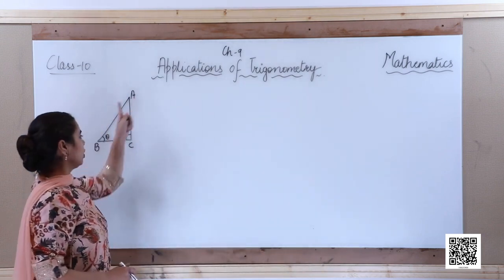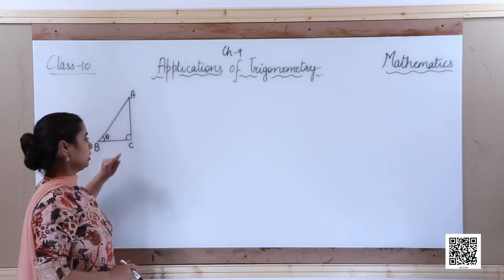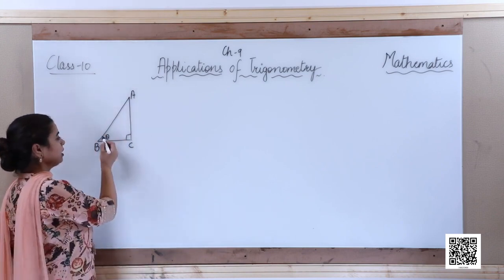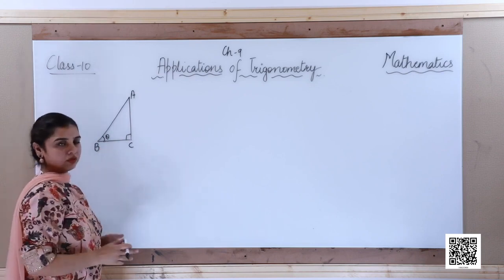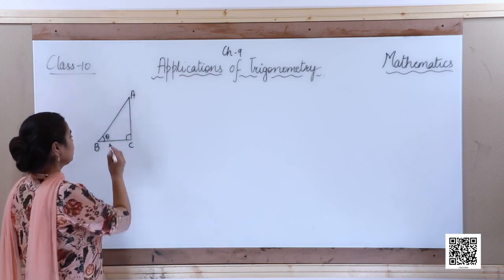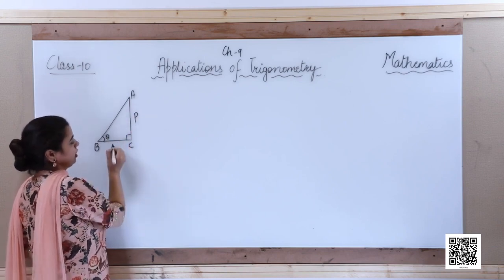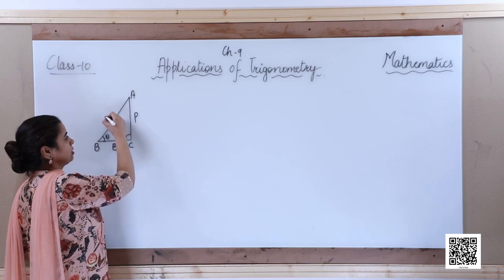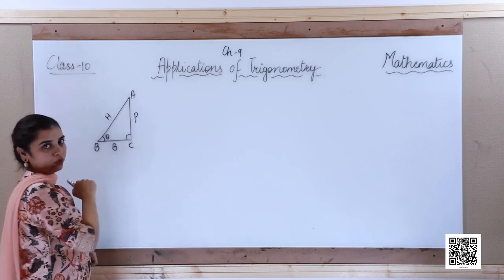Like here I have drawn a right angle triangle which is right angled at point C. And I have taken an angle here, that is angle B, whose measure is equal to theta, which is a variable. Now with respect to this angle theta, this is the perpendicular, this is the base, and this is the hypotenuse. The longest side in a right angle triangle is hypotenuse.